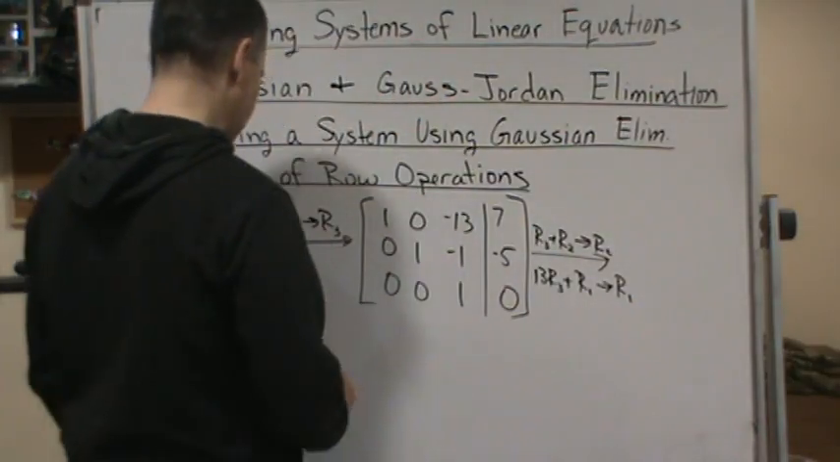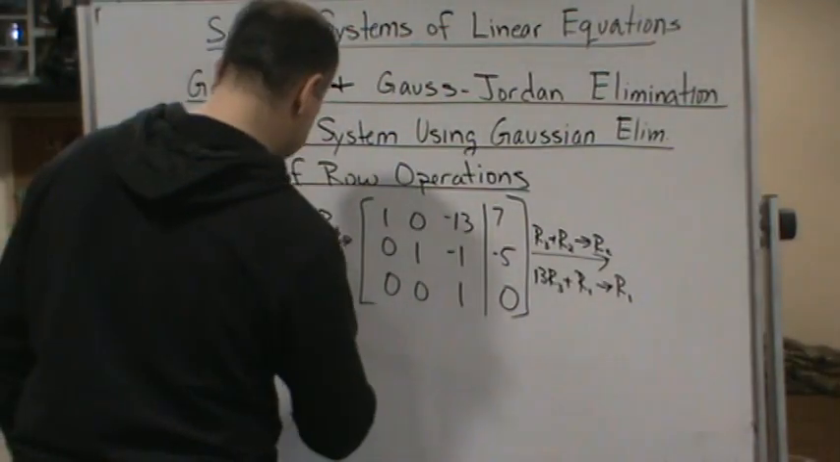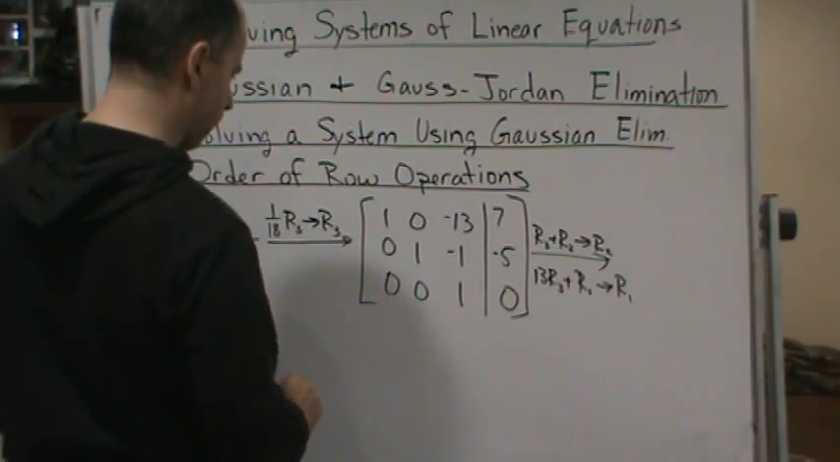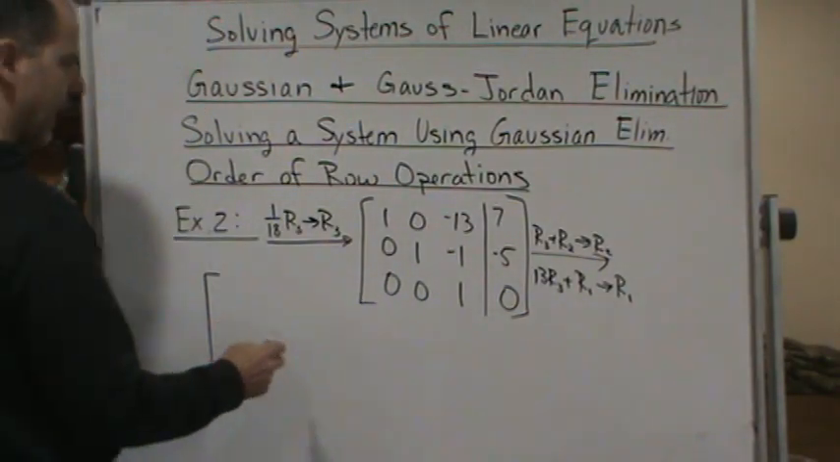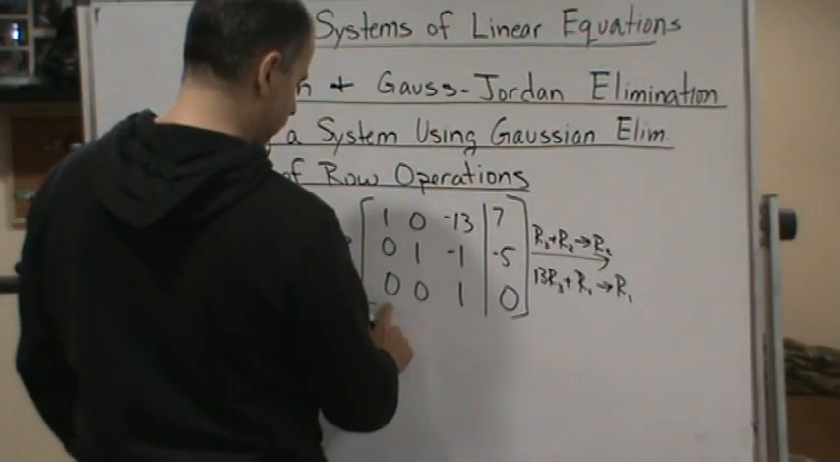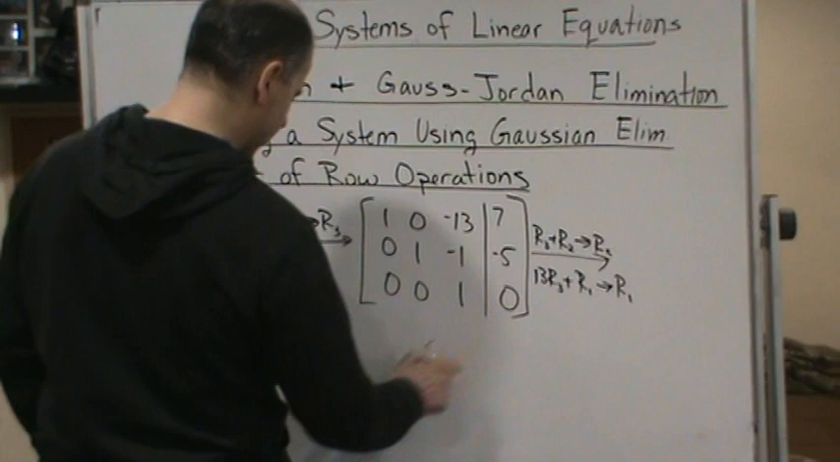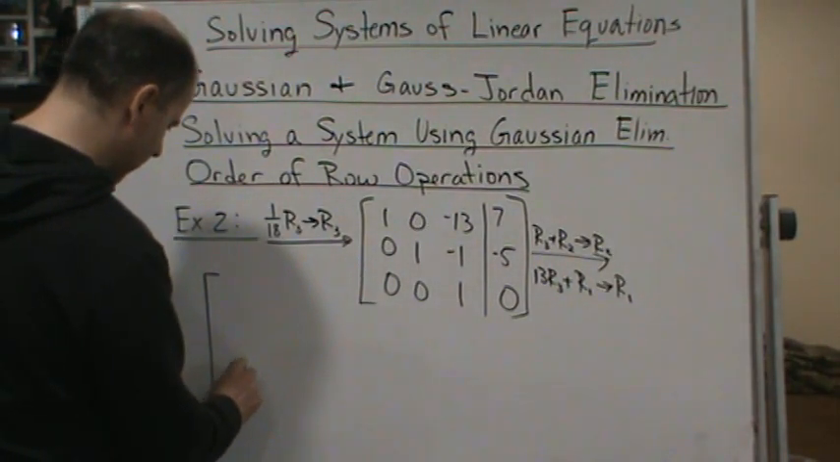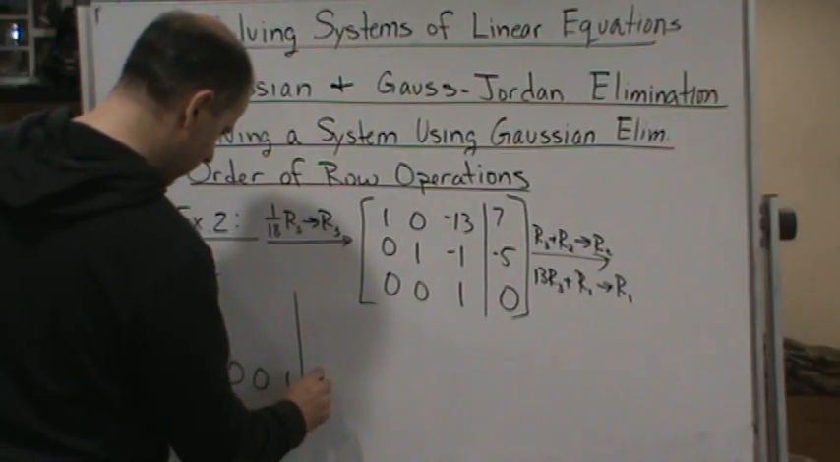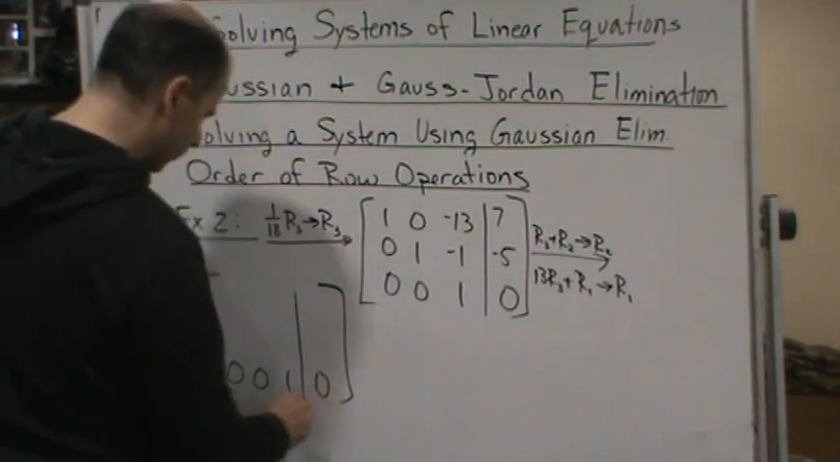Okay? And so if we do that, just put it over here. Sorry, just not enough room. So now what's going to happen? We're going to take row 3 is going to stay the same, so that's not going to change. So it's going to be 0, 0, 1, 0.